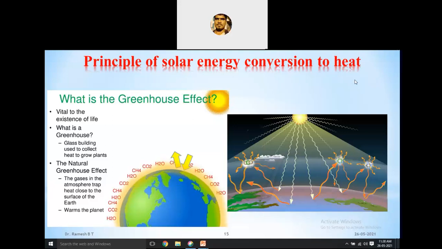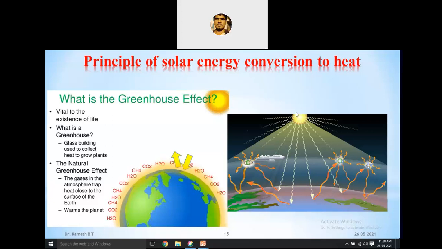So that energy is from the sun, and that energy in the atmosphere is trapped. That will warm the atmosphere, and it helps any activities to go on easily. So this is what the natural greenhouse effect is.